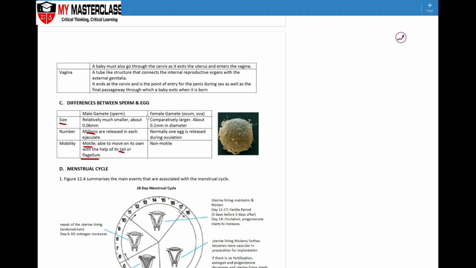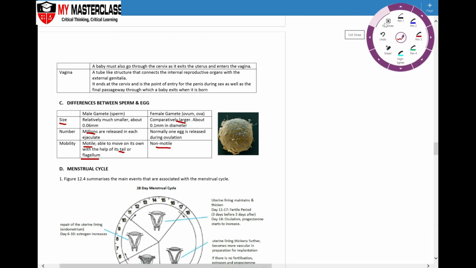Comparatively, only one ovum is released every month, so the egg size is also much larger. The eggs themselves do not move, unlike the sperm cell, so they are generally non-motile.